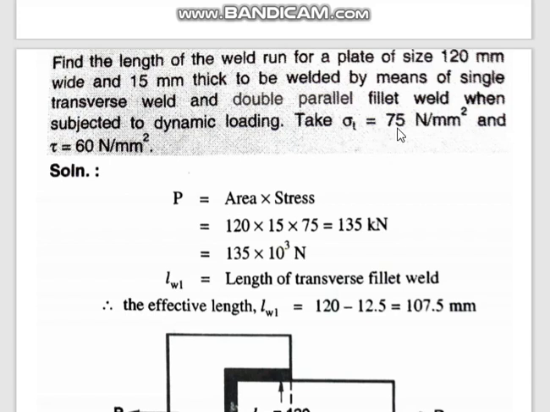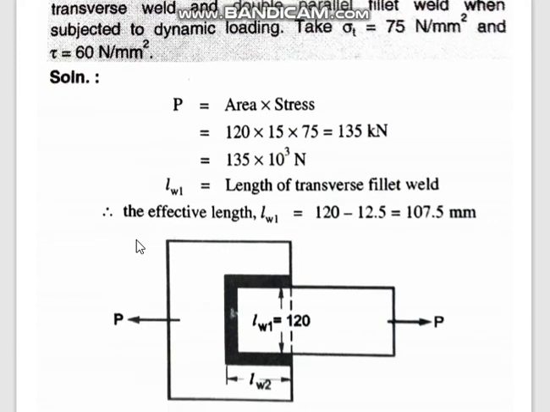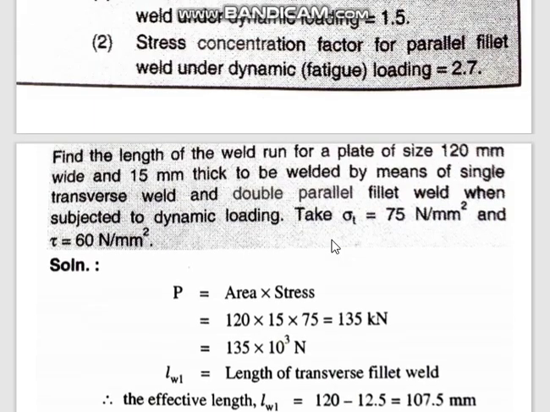Okay, then sigma t, the permissible tensile stress, and the shear stress are given: it is 75 and 60. This is for the weldments. In the welds, the tensile strength is 75, in the weld the shear stress is 60. And one more thing you may have noticed, this strength 75. You see, they have not specifically mentioned that this is for weldment only, so even the plates are also having the same tensile strength, because it is not given. You take it like that.